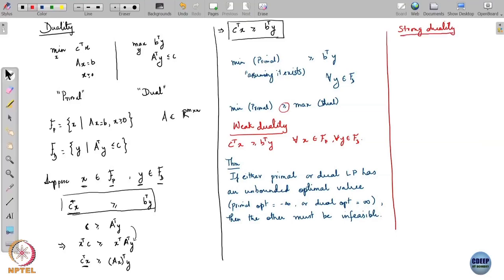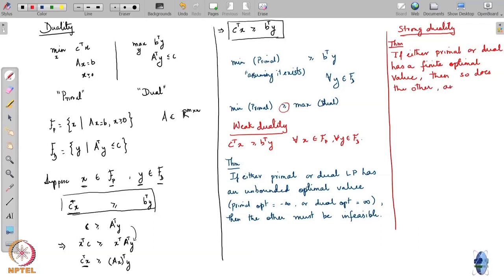Strong duality, and the strong duality theorem is this: if either primal or dual has a finite optimal value, then so does the other. And these values are equal.